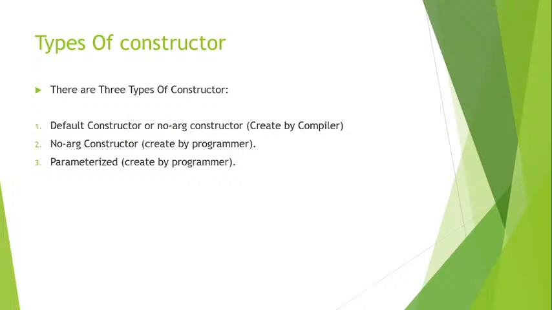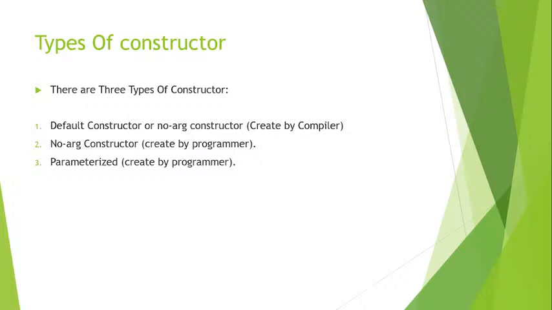There is a default constructor or no argument constructor. After that, the no argument constructor is created by the programmer. After that, the parameterized constructor is created by the programmer. There are three types of constructor we have, and all three types are easy if you know methods, which we saw before. It is the same as a method. We just have to remember how things are going.